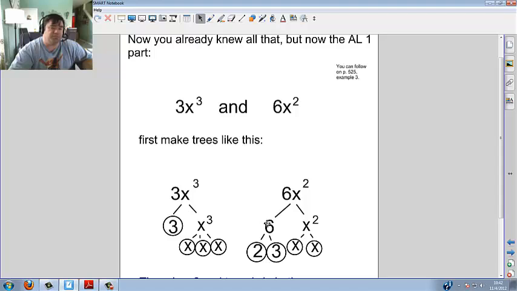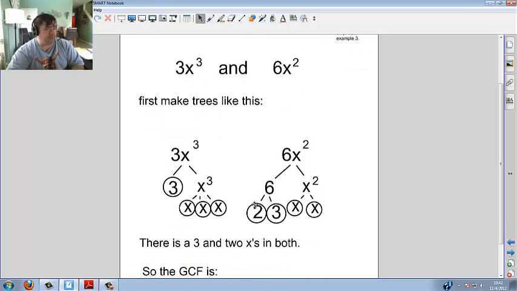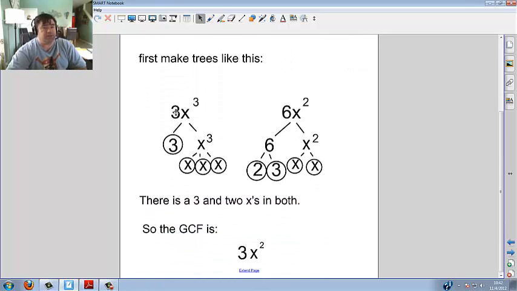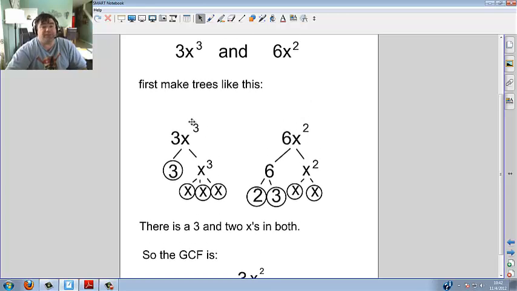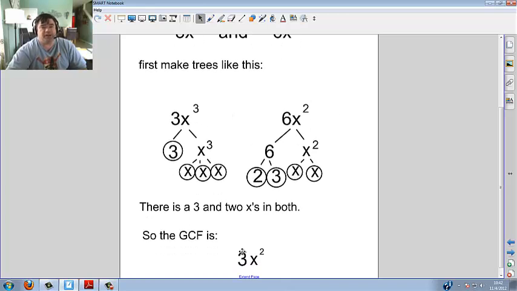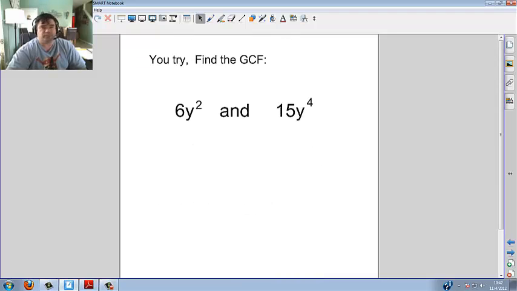6x squared, well, 6 breaks down to a 2 and 3. X squared splits into 2 x's. Therefore, what's the same? Well, looks like there's a 3 in both of these, and there's at least 2 x's in both, so it would be 3x squared is the greatest common factor, meaning if I were to divide both of these up, I'd find a 3x squared. I could divide by a 3x squared, excuse me.